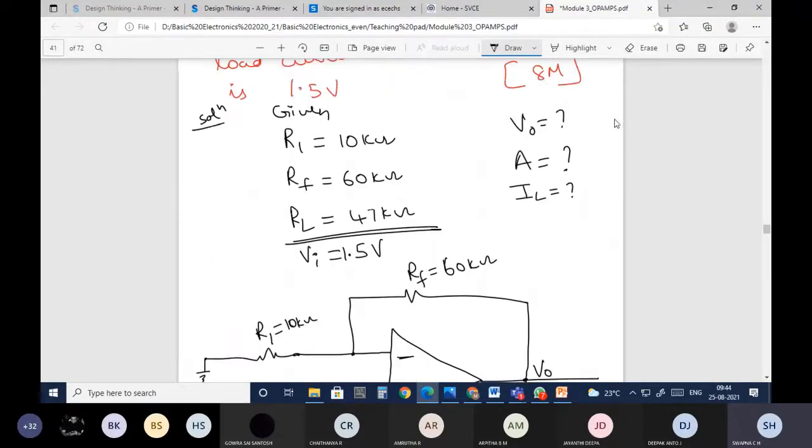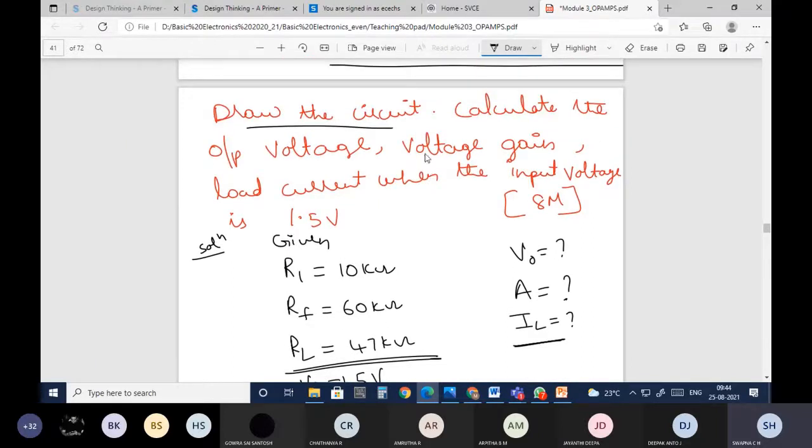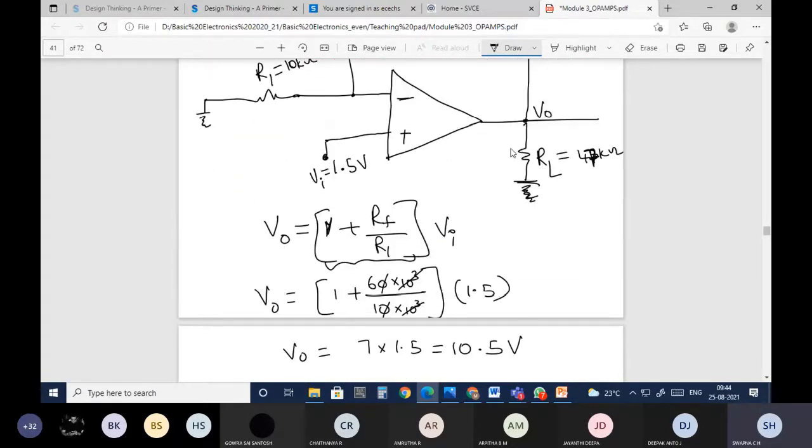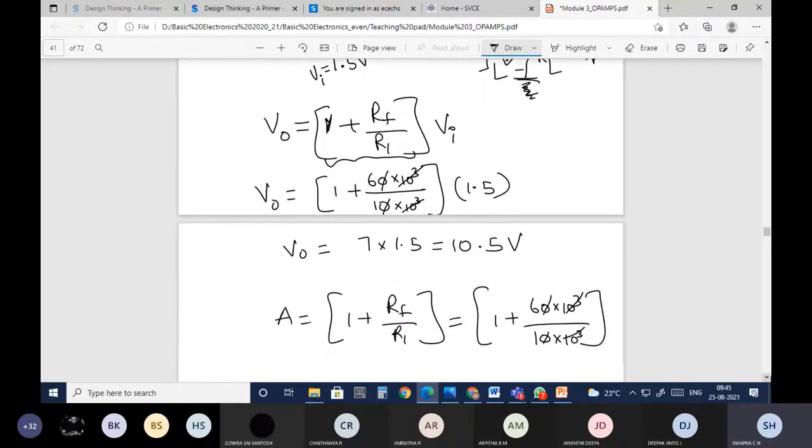Okay, now he has given an additional thing to be calculated. What is that? I need to find IL. IL is nothing but the load current. See, calculate the output voltage, gain and load current. So I need to find the load current. Load current in the sense I need to find the current here. So let me name the current flowing in this direction as IL. So current is flowing in this direction. So this is positive and this is negative.